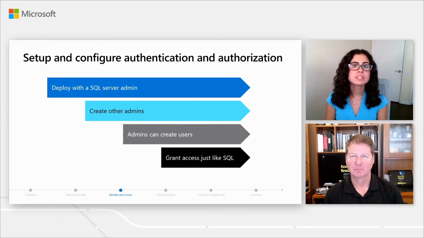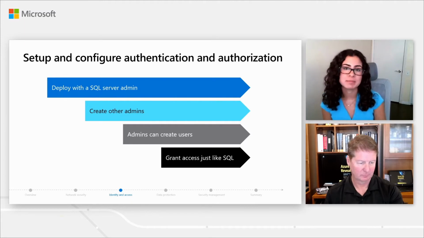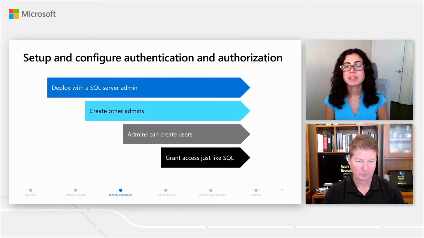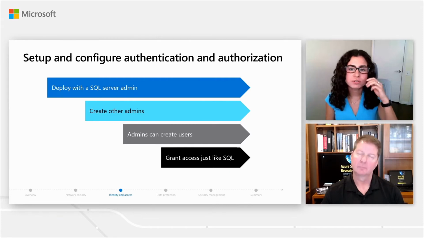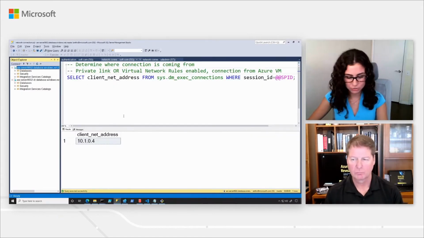So, what's the process here? Well, you're going to deploy with a SQL Server admin, and that's something that's required. Then once you have that, you can create other admins, including setting an Azure AD admin over the server. And then those admins can create users, and you can grant access just like SQL. So let's take a look at a very simple example of how you can do this.